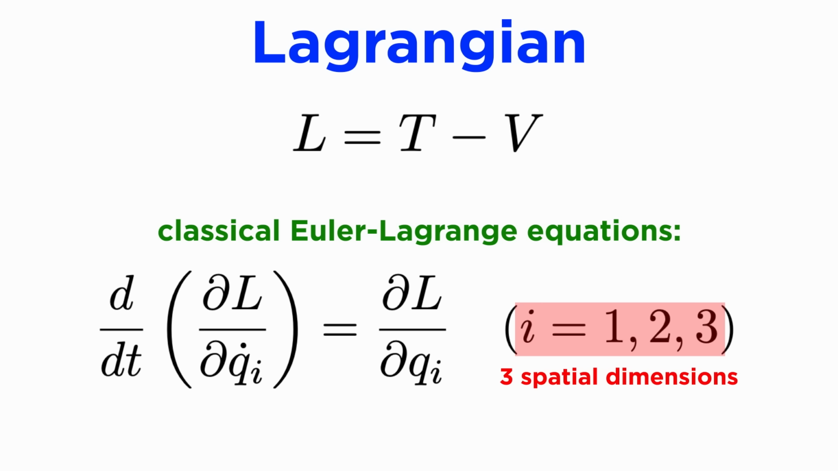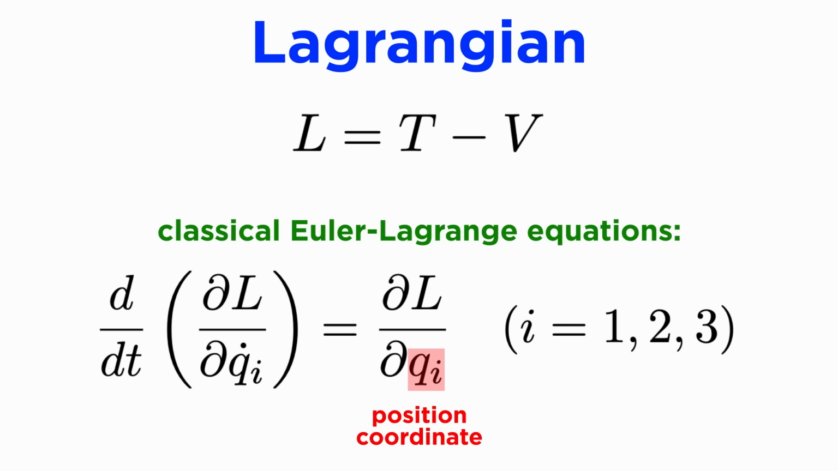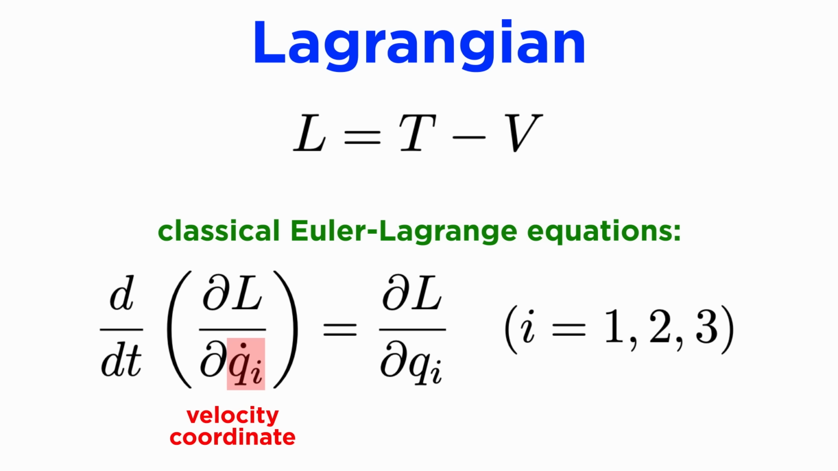Because there are 3 spatial dimensions, index I can be either 1, 2, or 3, and q corresponds to a generalized position coordinate such that q dot corresponds to a generalized velocity coordinate. In each spatial dimension, there is a separate Euler-Lagrange equation that governs the motion of objects in the system.